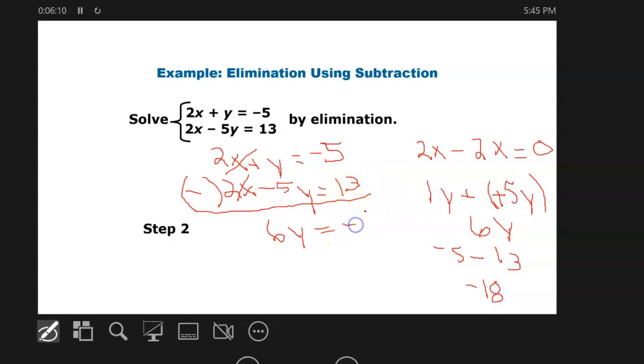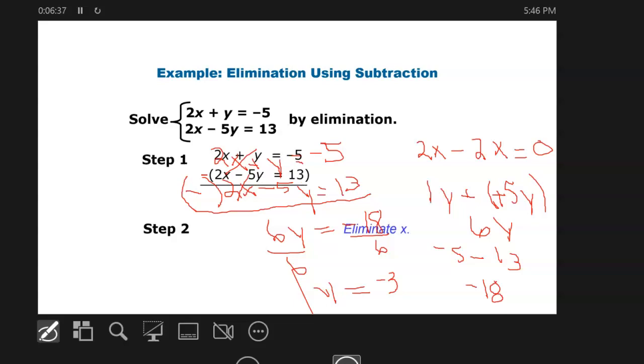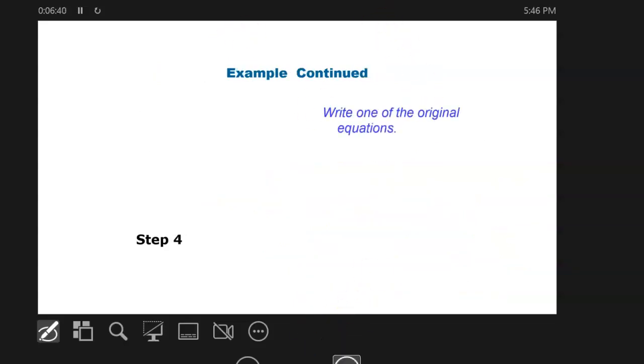So in step 2, I have eliminated by subtracting the two equations, the x variable. I divide by 6, and I'm going to get y is equal to negative 3. Okay, just like before, once I know what y is equal to, I'm going to take it to the next part of the problem, and I'm going to copy one of the equations. And once I have one of those equations copied, I can now substitute in negative 3 for y.